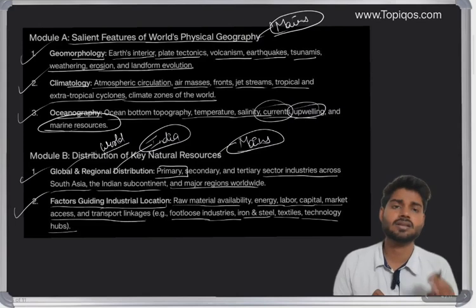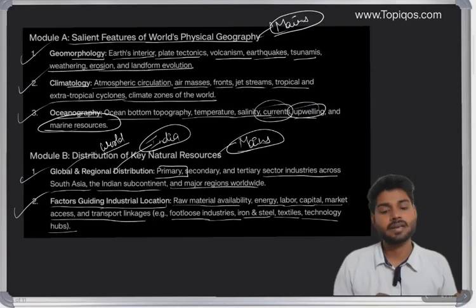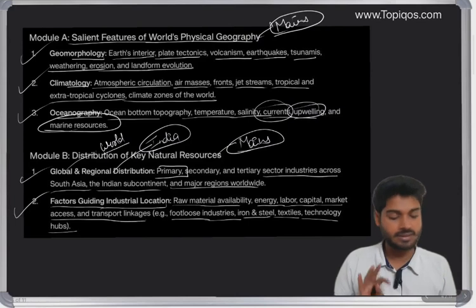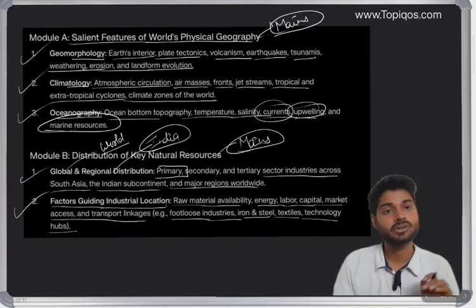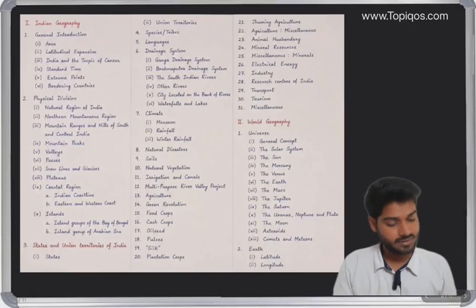Then seas of the world, states of the world, and mountain ranges of the world are also going to come in the prelims. And in the mains part, we have studied module A, module B, and module C, and those are going to come in mains. Okay, that's all for this.